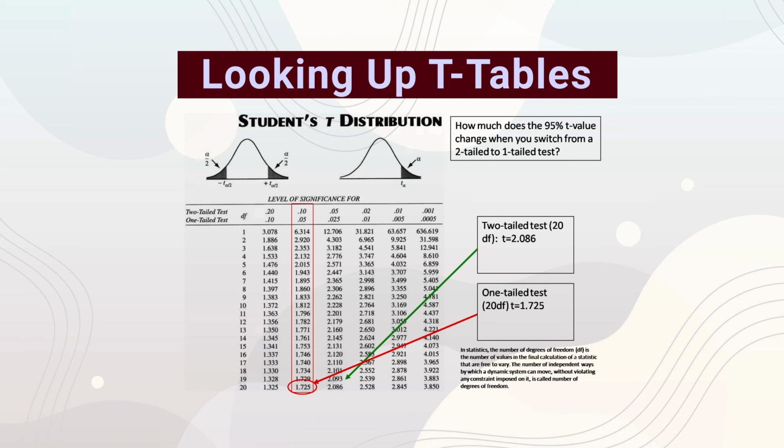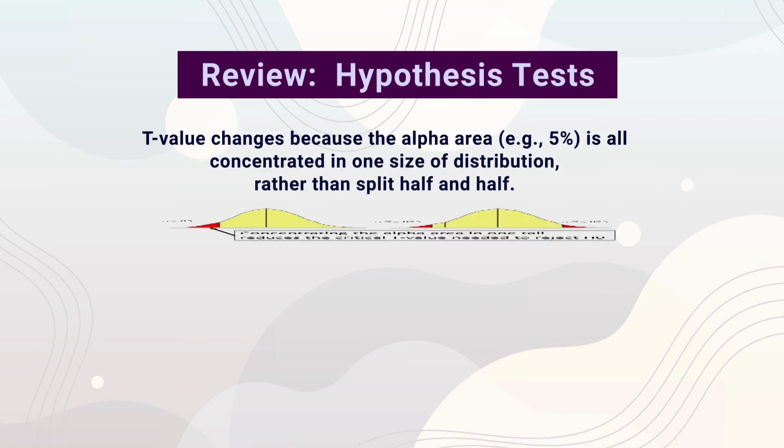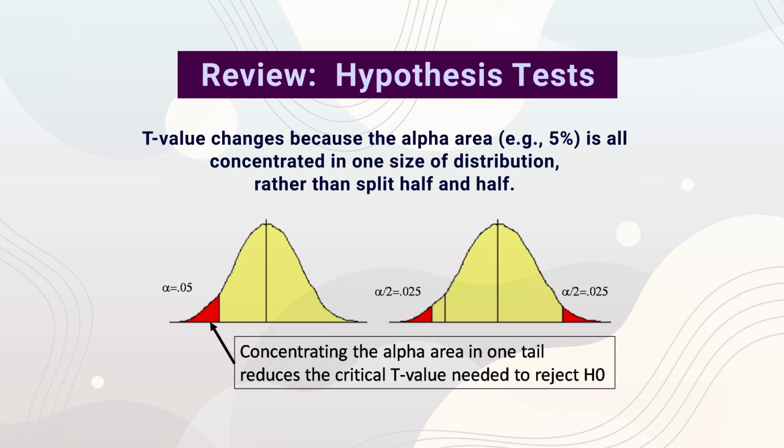So there is the two tail test, the one tail test, the degrees of freedom, and the levels of significance. We are just concentrating on 0.05 and 0.025. What we have observed is that as far as two tail is concerned, the t value comes to 2.086, and if we talk about the one tail test, the value of t comes to 1.725. So the t value changes because the alpha area of 5% is all concentrated on one side of the distribution rather than split half and half, and concentrating the alpha area in one tail reduces the critical value of t needed to reject the null hypothesis.